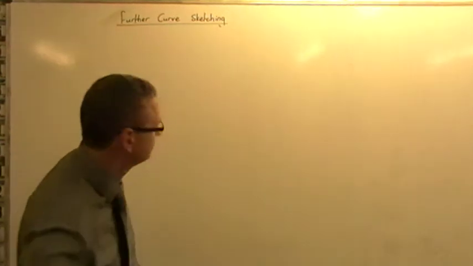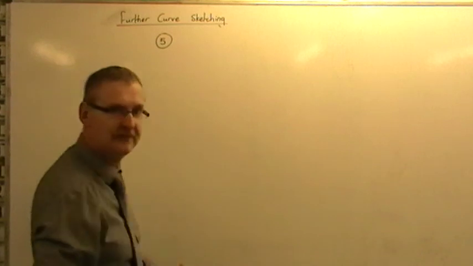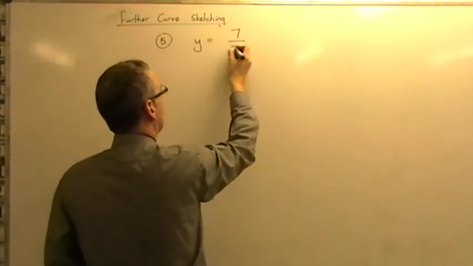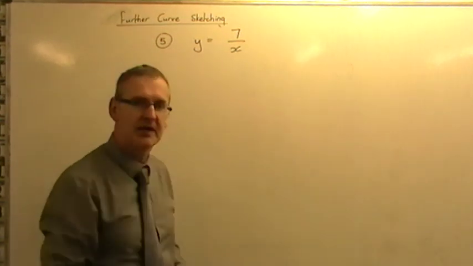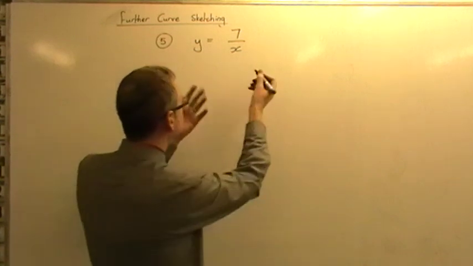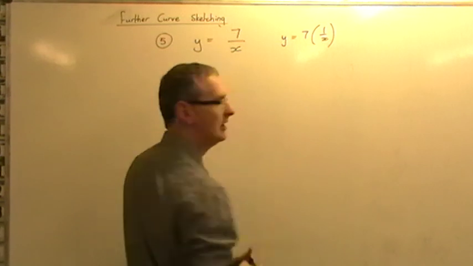So if I do number, I think it was number 5, it may be 4 or 5, I don't know, but here we go. Let's say I did y equals 7 over x. Okay, so I've got to do that. Well, that there is just basically a reciprocal graph, and if you think about it, you could write that as y equals 7 lots of 1 over x.